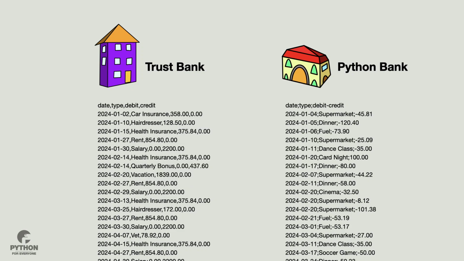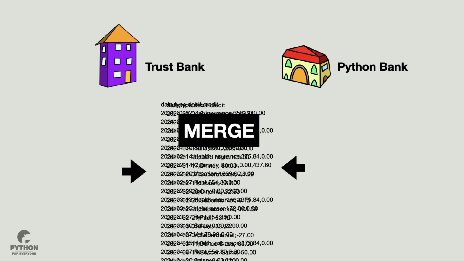But this will be different per bank. The Trust Bank has separate columns for debit and credit, and the Python Bank uses a single column. And then it uses negative amounts for debit and positive amounts for credit. And there is a technical difference between the files. The Trust Bank uses commas to separate, and the Python Bank uses semicolons. Oh, and of course I also need to merge these into a single list.